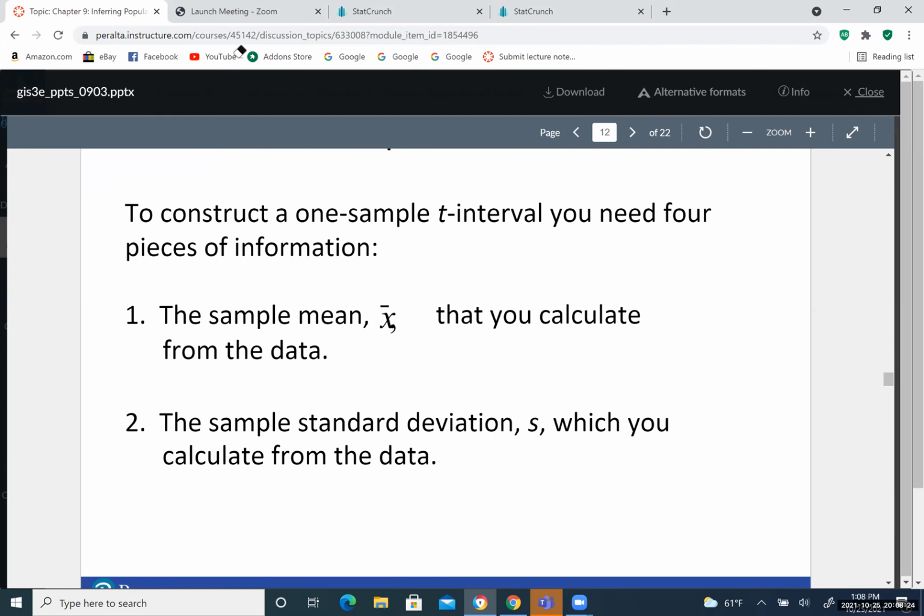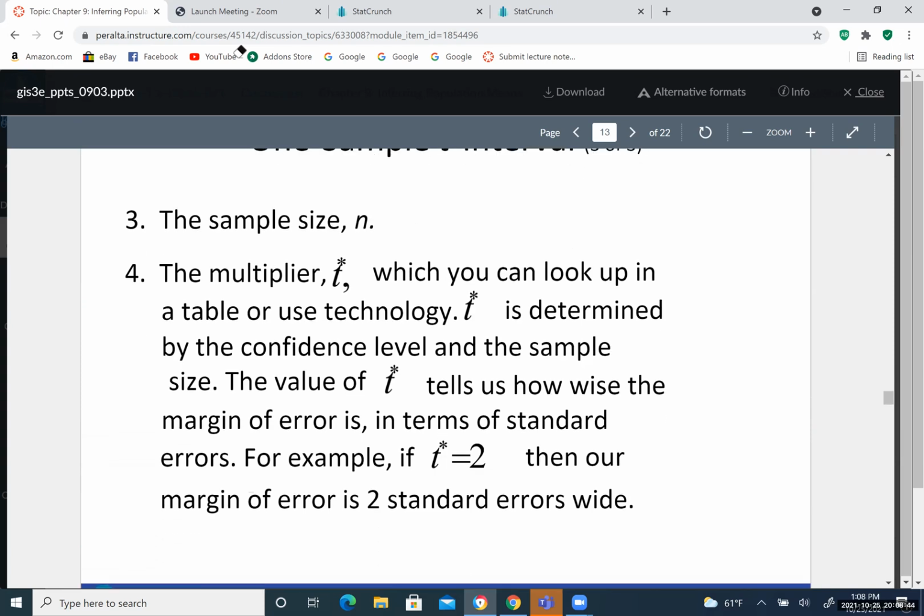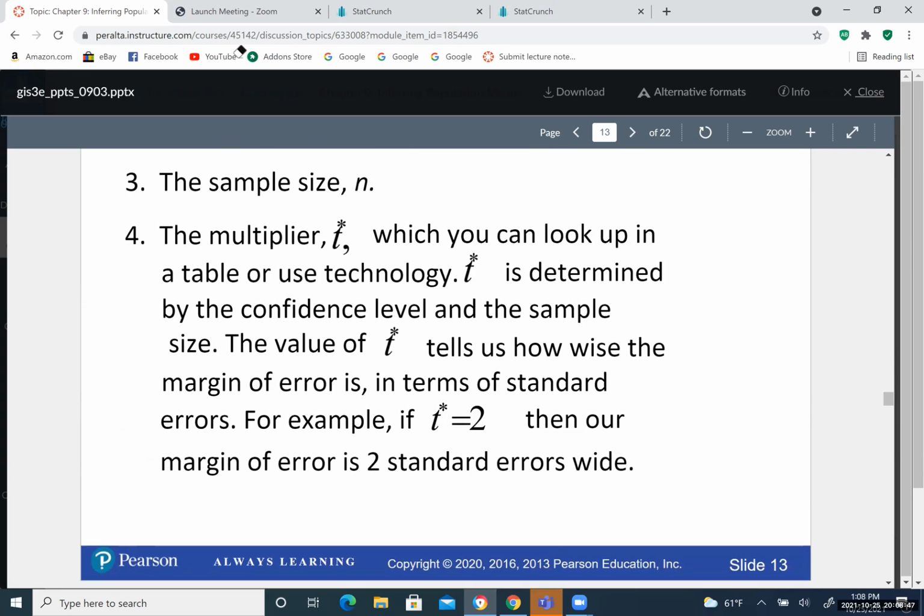To construct a one sample t interval, you need four pieces of information. You need a sample mean, right? Standard deviation s or sigma. If sigma, then you're using z star. If it's s, then using t star. They have the table, I'll show you. The sample size, right, to compute the standard error. The multiplier t star or z star you can look up in the table or use technology. So t star is determined by the confidence level and the sample size.